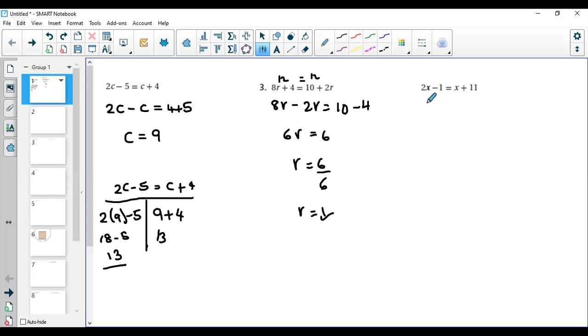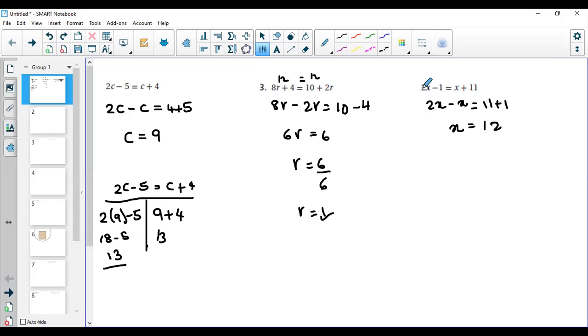Okay, now let's move to this question. This is 2x minus x because this is plus here. So when it moves to the other side, it becomes minus. 11 minus 1 will become plus 1. So 2x minus x will give you an x, 1x, but we don't write the 1. So this is going to give us x is equal to 12.